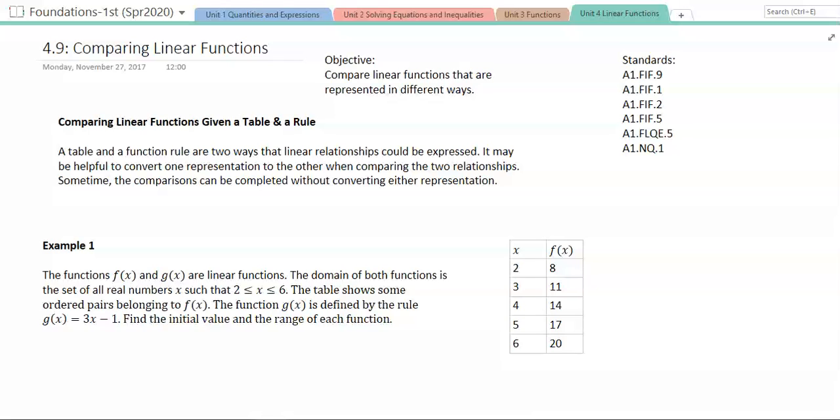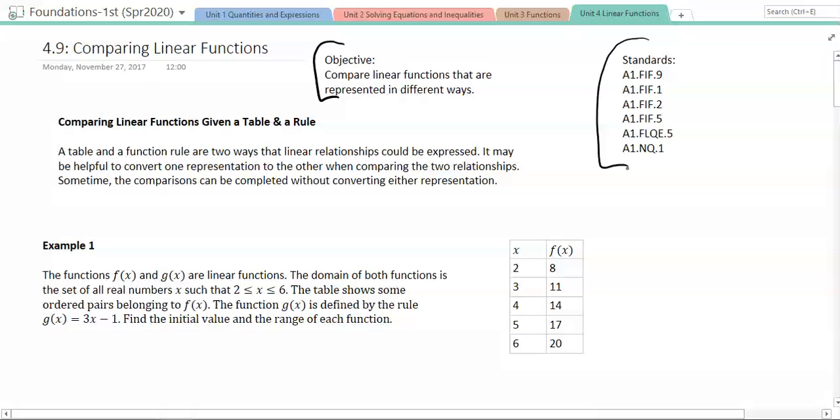Hey there, we are looking at 4.9 today, comparing linear functions as we close out Unit 4. Our objective here is to be able to compare linear functions that are represented in different ways. And those could include graphing, tables, function rules, all of those included. And so it encompasses basically many of the standards that we've been doing this entire chapter.